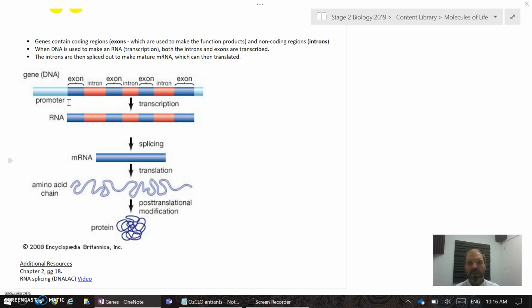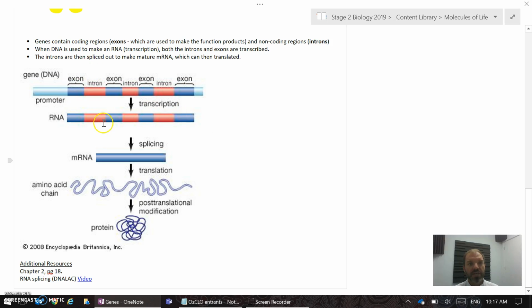And as it does so, it will transcribe both exons and introns and make this RNA here that has those red and blue parts. Exons are actually the part of the gene that's going to make the protein. The introns are sort of inserted segments of DNA that don't really belong with that protein. They might have been copied over into that DNA in an error. It might be some junk DNA, might be part of a different gene that has become interspliced with this one.